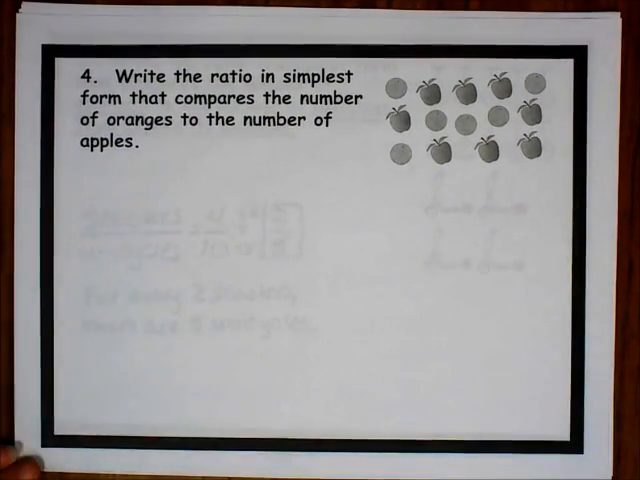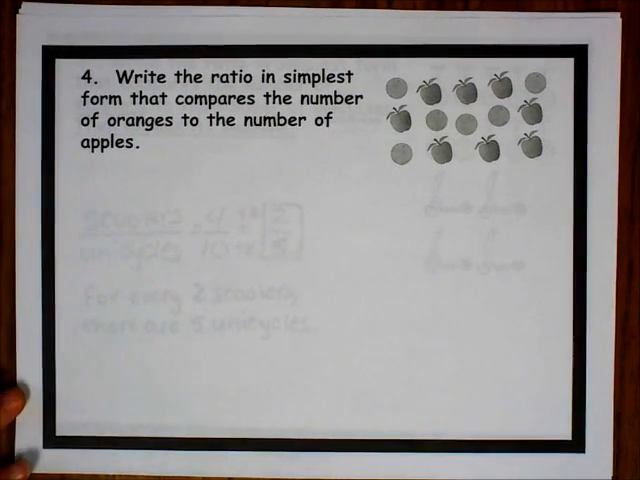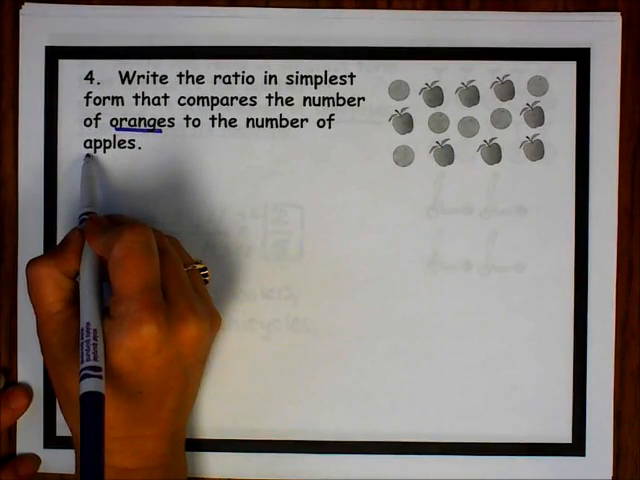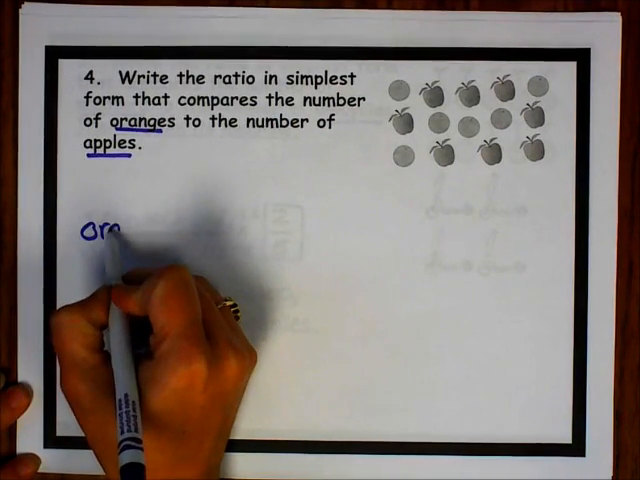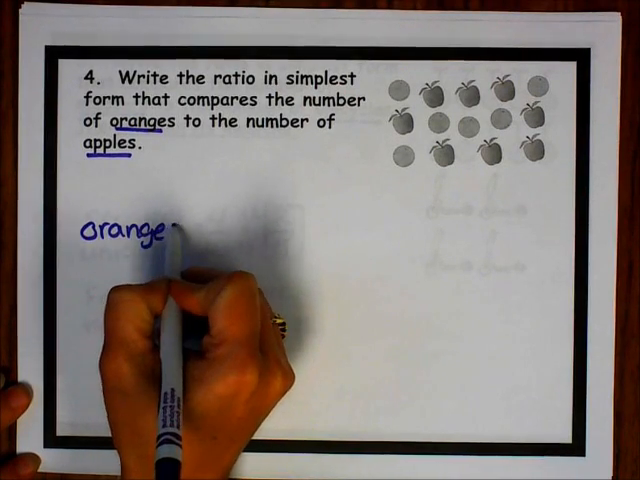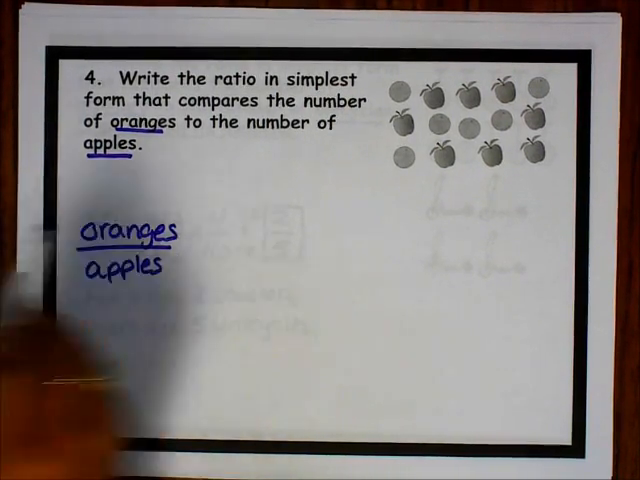Number 4 says write the ratio in simplest form that compares the number of oranges to the number of apples. So let's write our labels. We're comparing oranges and apples. Oranges comes first in the problem, so oranges must go on top. And I'm comparing it to the number of apples.